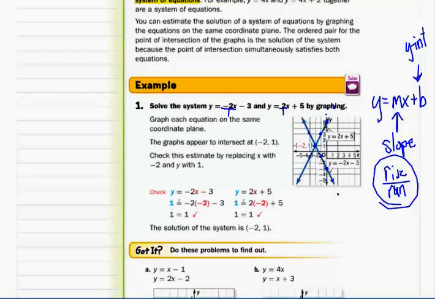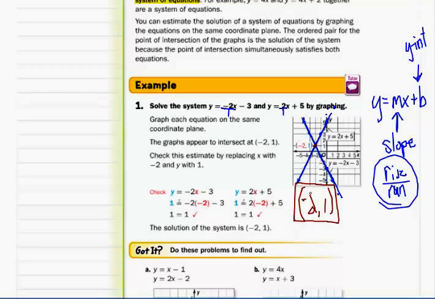Now, if you notice that line right there and that line right there, they meet at a point. That point right here, negative 2, 1. Now, what does that mean? That means that that is the value, the only value, that makes both of those equations true.